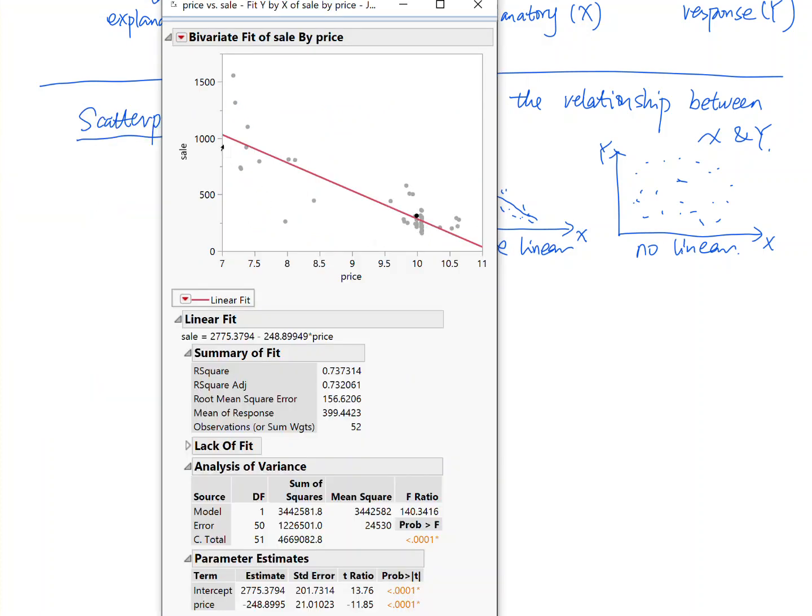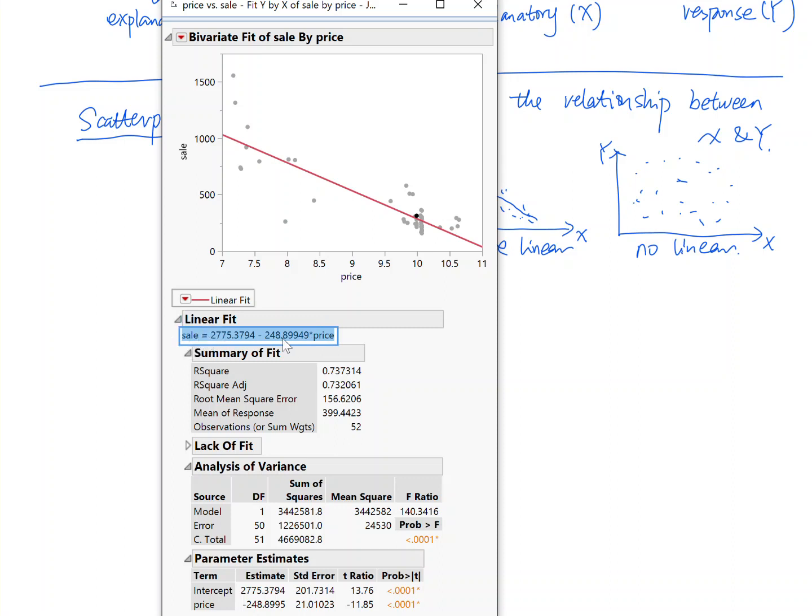Alright, so you see this red line is the regression line, and the first output or first information you see from the regression analysis is this. It says the sale equals 2775 minus 248.9 times the price. So we say the price is the explanatory variable x, right? The sale is the y.